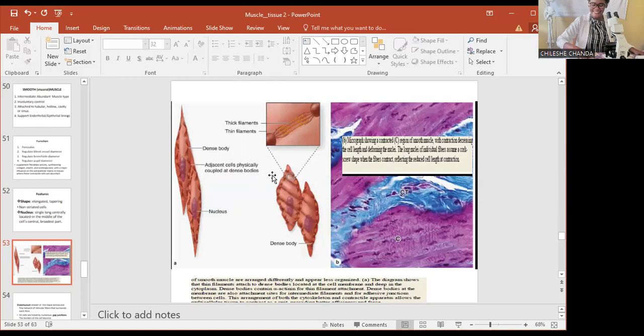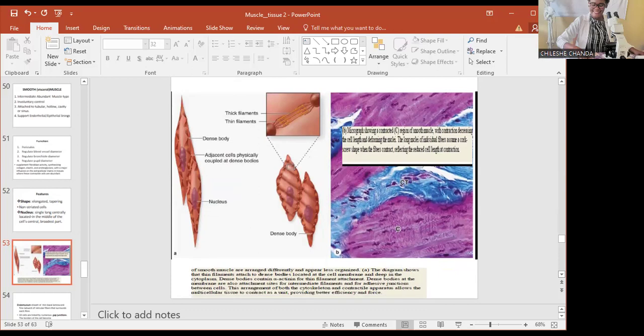You are going to find that it is not striated because the thick and thin filaments are arranged in a different way. This is the arrangement of the thick and thin filaments. They are arranged differently, in a manner as if they are obliquely arranged.